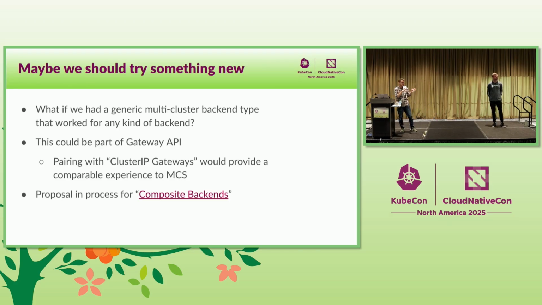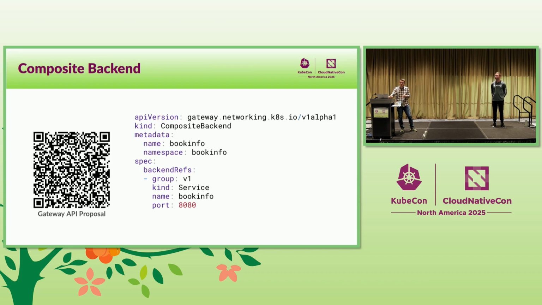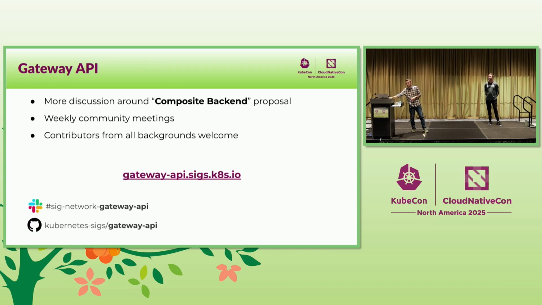So there's a proposal in process. It's linked in the slides that are uploaded with this presentation. And there's also a very, very rough example of what a composite backend would look like. It's very simple, but the idea is a way to combine backends across clusters of different types. And there's a link to the enhancement proposal doc right there. It's still very early days, but if this is something you're interested in, definitely come join the conversation and help make sure that we're heading in the right direction here.